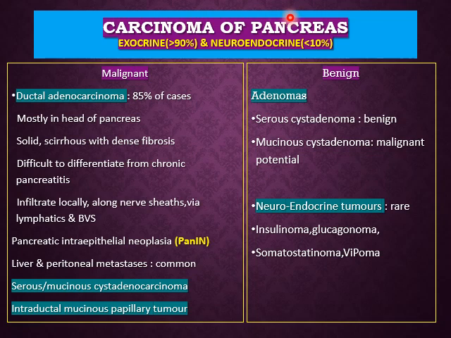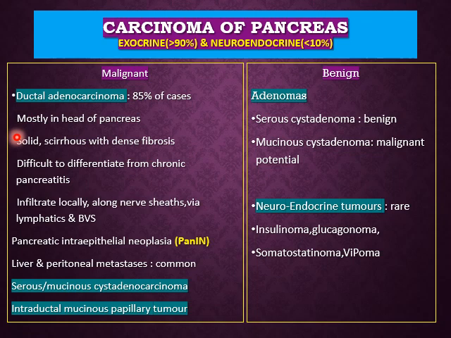Coming to carcinoma of the pancreas, there are two major types. Exocrine cells, which account for more than 90% of the tumors, and neuroendocrine, less than 10%. The large percentage of exocrine tumors are the malignant ductal carcinomas, which account for about 85% of all exocrine tumors. And these ductal adenocarcinomas mainly arise in the head of the pancreas.